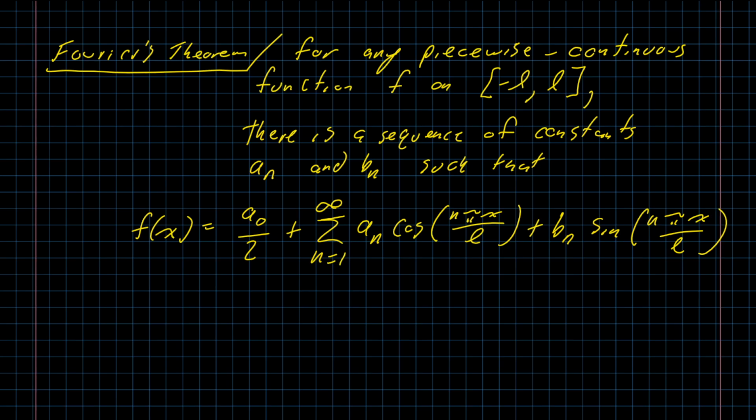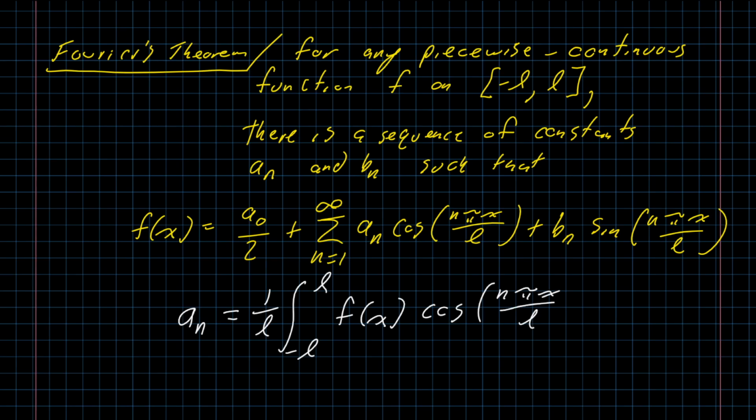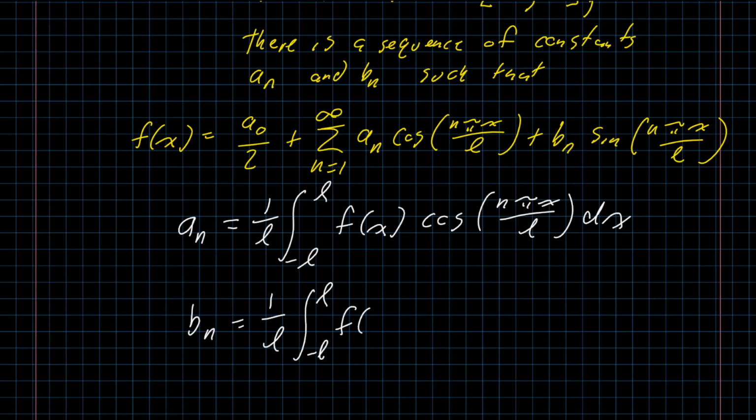And actually, we can go one step further. It must be the case that for each n, a(n) is equal to 1 over L times the integral from minus L to L of f of x times cosine of n pi x over L. And every bn, for every n, has to be equal to 1 over L times the integral from negative L to L of f of x times sine n pi x over L. So we know that this series must exist, and in fact we even have forms for figuring out the constants.